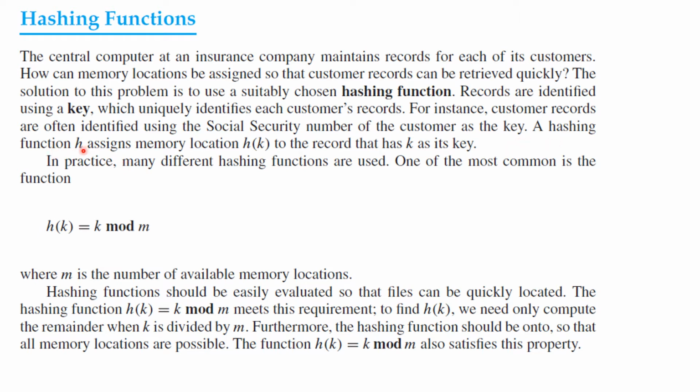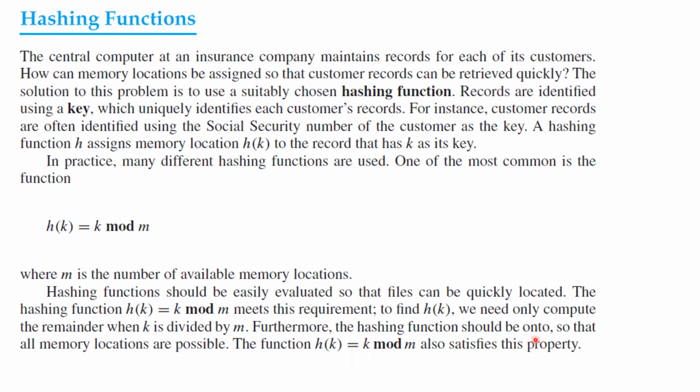A hashing function h assigns a memory location h(k) to the record that has k as its key. In practice, many hashing functions are used. One of the most common is the hashing function h(k) = k mod m, where m is the number of available memory locations for the customer records. Hashing functions should be easily evaluated so the files can be quickly located. The hashing function h(k) = k mod m meets this requirement. So to find h(k), we need only compute the remainder when k is divided by m.